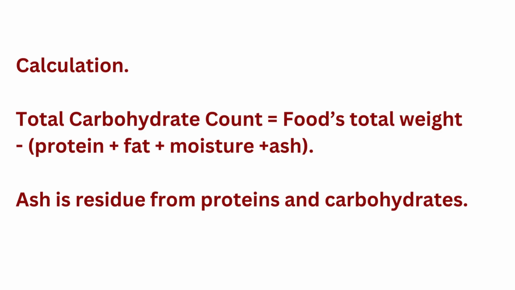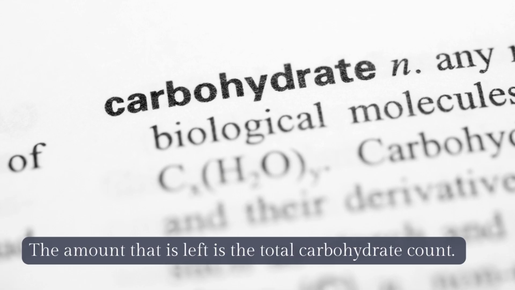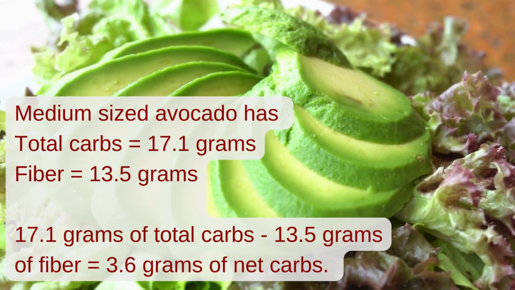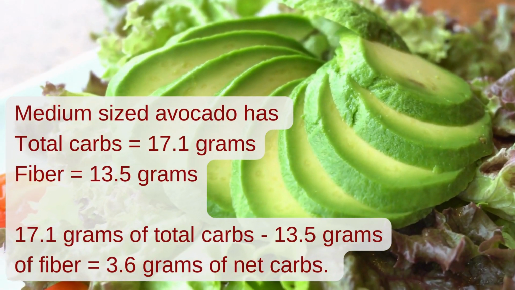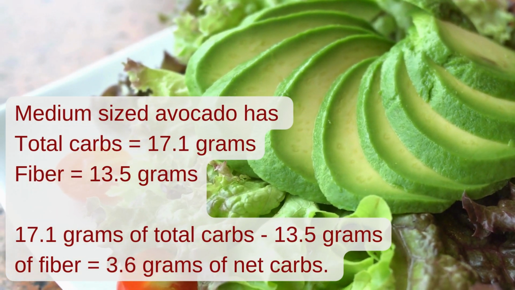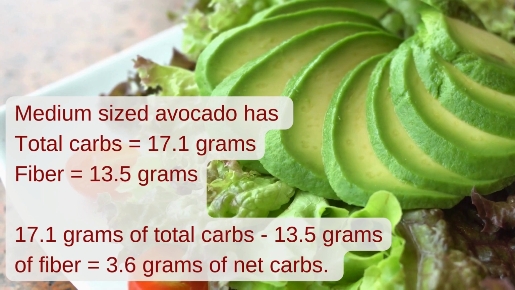One can calculate the total carbohydrate count in grams with the following equation. Total carbohydrate count is equal to the food's total weight less the protein, fat, moisture, and ash. Ash refers to residue from proteins and carbohydrates. The amount that is left is the total carbohydrate count. For example, a medium-sized avocado is around 17.1 grams of total carbs. Of this, 13.5 grams is fiber. Using the equation, 17.1 grams of total carbs less 13.5 grams of fiber leads to 3.6 grams of net carbs.